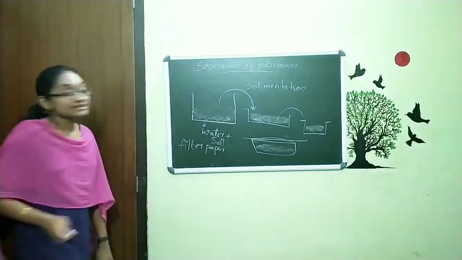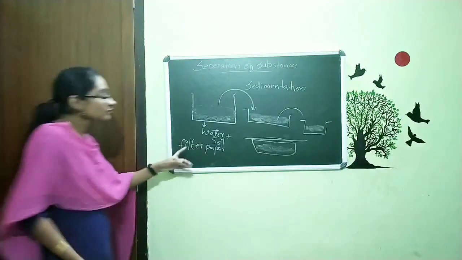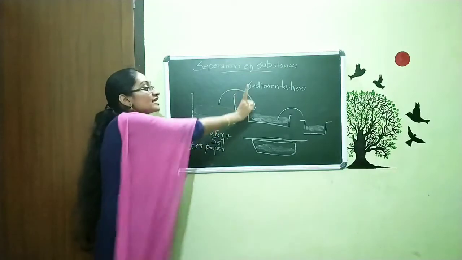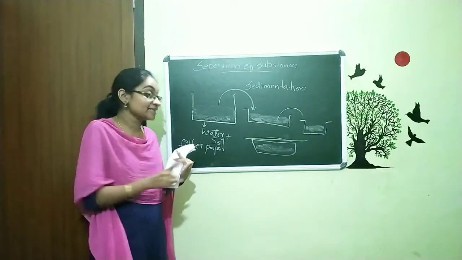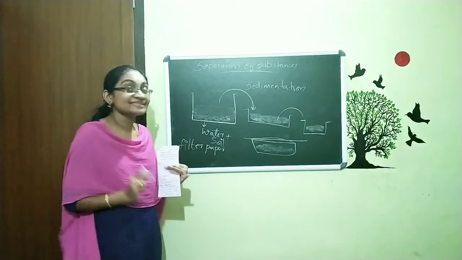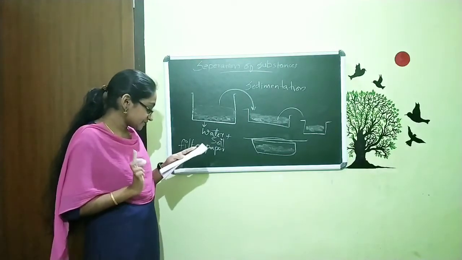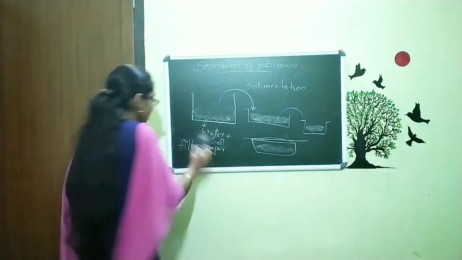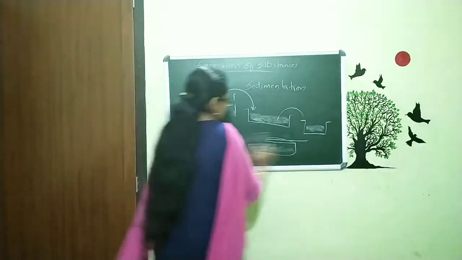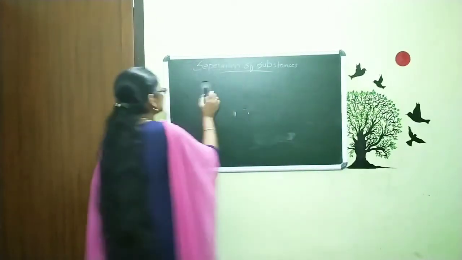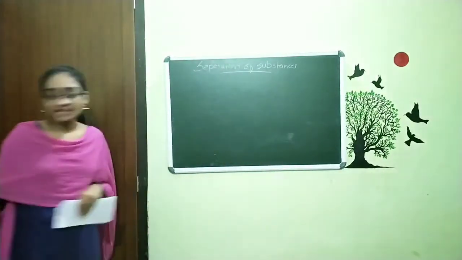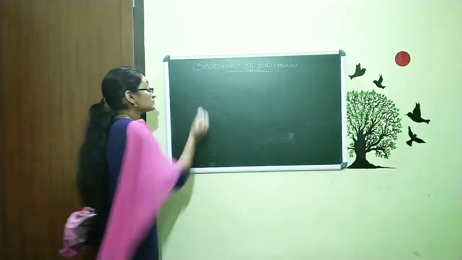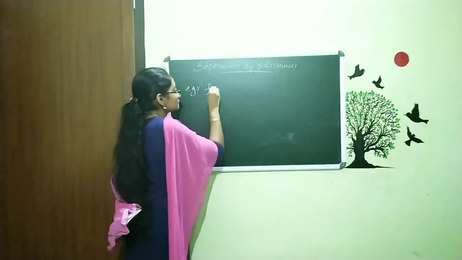So this is about filtration. Here we discussed filtration and how we use the filter paper. In this class we discussed what is sedimentation, what is decantation, and also what is filtration. This is all about this. Now we want to discuss another thing, but before that, here we gave one example of filtration. Which are the other examples for filtration?